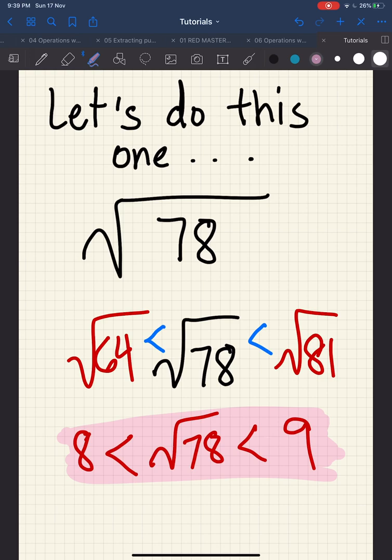Okay, we're just saying that 8 is the lower bound. We cannot go lower than 8. And 9 is the upper bound. It cannot go higher than 9. Okay?